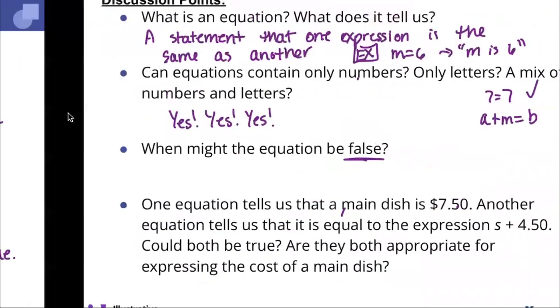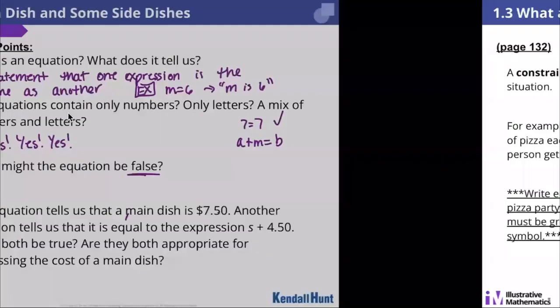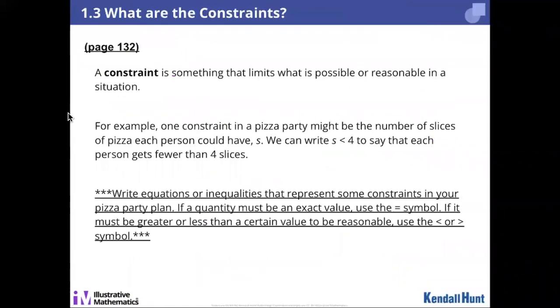And one of those cases that we're going to look at has to do with something called a constraint. And this is on page 132 in your book. What a constraint is, it's simply something that limits what is possible or reasonable in a certain scenario. For example, if we were having a pizza party, we could say that one constraint would be that each person can have less than 4 pieces.